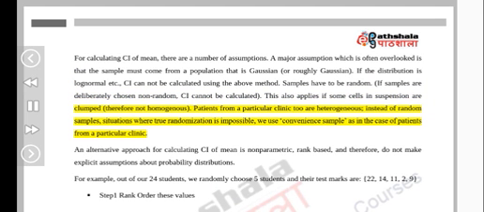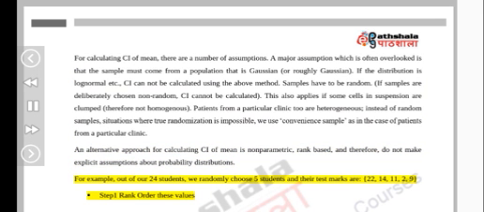Patients from a particular clinic too are heterogeneous. Instead of random samples, in situations where true randomization is impossible, we use a convenience sample, as in the case of patients from a particular clinic. An alternative approach for calculating CI of mean is nonparametric, rank-based, and therefore does not make explicit assumptions about probability distributions.